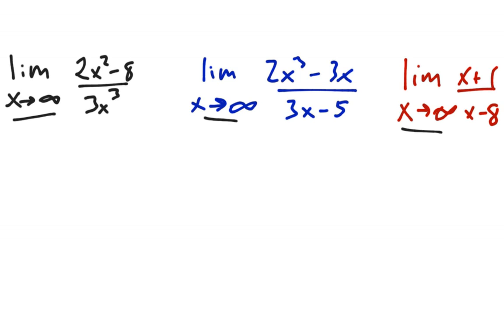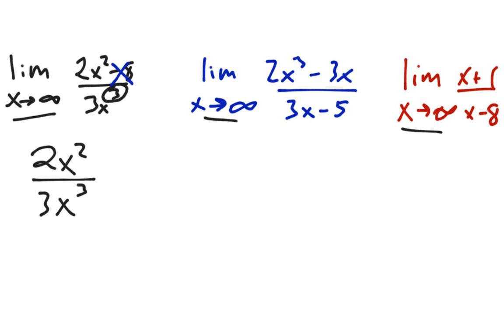So in the first one, notice that the bottom exponent is bigger. So essentially, when x gets really large, the negative 8 won't matter very much, and so I can ignore it. What I'll end up with is essentially 2x squared over 3x cubed.